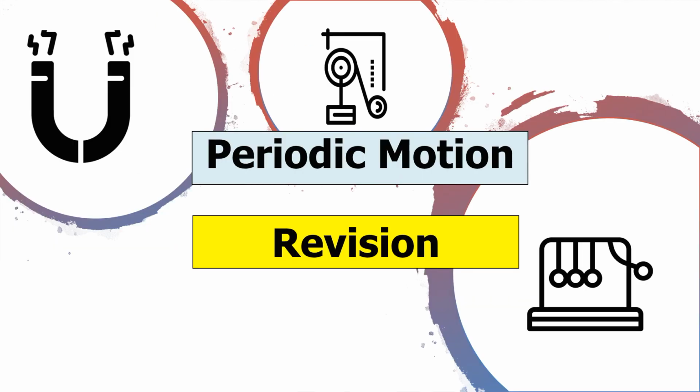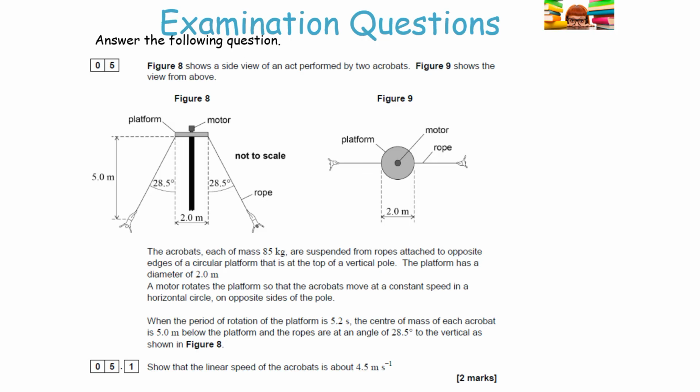Right, we're going to look at a question now on periodic motion. Figure 8 shows the side view of an act formed by 2 acrobats. The acrobats, each of mass 85 kilograms, are suspended from ropes attached to opposite edges of a circular platform that's at the top of a vertical pole. The platform has a diameter of 2 meters. The motor rotates the platform so the acrobats move at a constant speed in a horizontal circle on opposite sides of the pole. When the period of rotation of the platform is 5.2 seconds, the center of mass of each acrobat is 5 meters below the platform, and the ropes are at an angle of 28.5 degrees to the vertical as shown in figure 8. Show that the linear speed of the acrobat is about 4.5 meters per second.